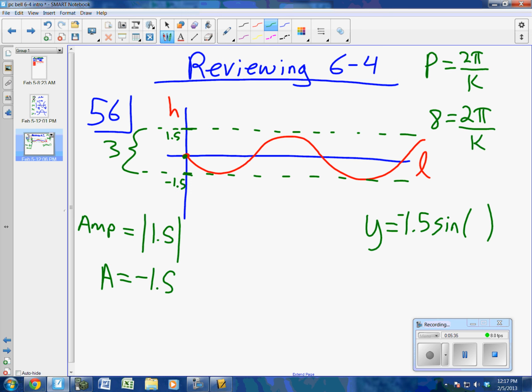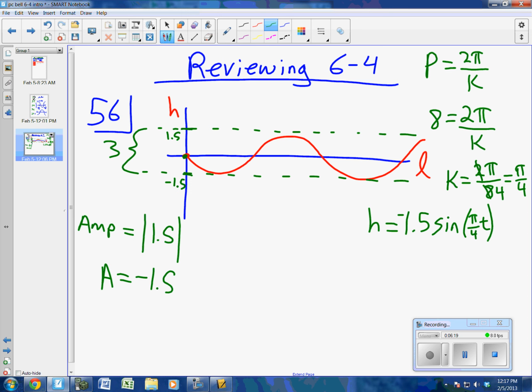Solve that for k, and what would we get? k equals 2 pi over 8, right? If we multiply both sides by k and then divide by 8. And 2/8 reduces to what? 1/4. And so k is equal to pi fourths. And so we have pi fourths times t. t is the x variable. And for y, we probably should use height. Okay? So height equals negative 1.5 sine of pi fourths t.